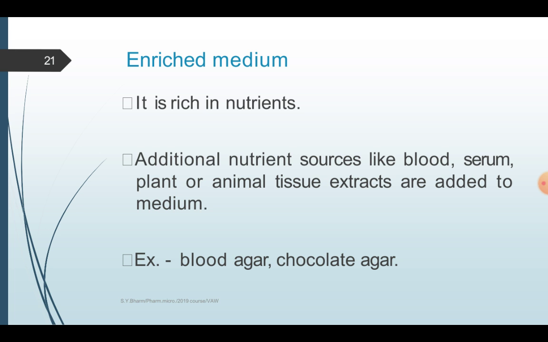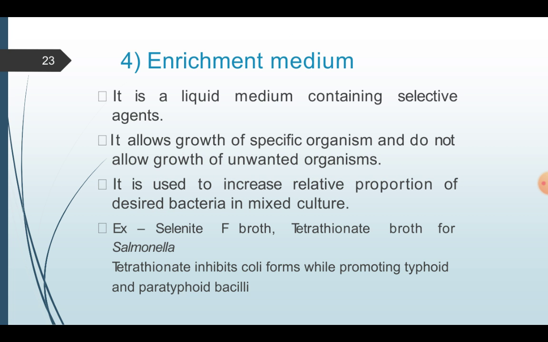Additional nutrient sources like blood, serum, and plant or animal tissue extract are added to the medium. Examples are blood agar and chocolate agar. Enrichment media are liquid media containing selective agents. They allow growth of specific organisms and do not allow growth of unwanted organisms. They are used to increase the relative proportion of desired bacteria in a mixed culture. Examples are selenite F broth and tetrathionate broth for Salmonella.